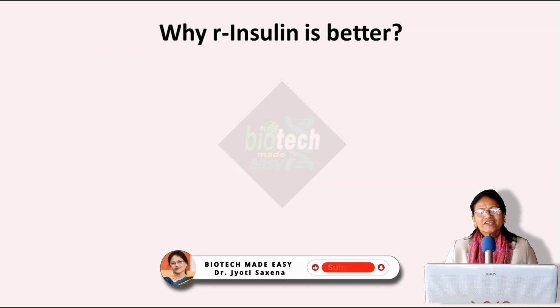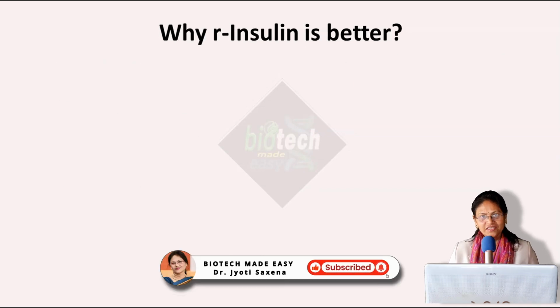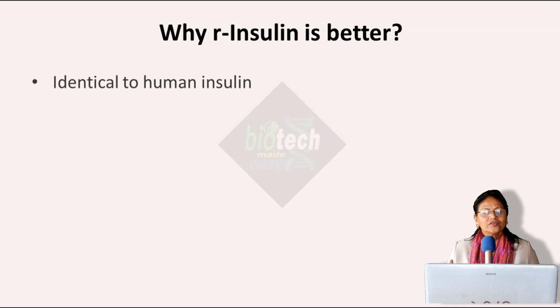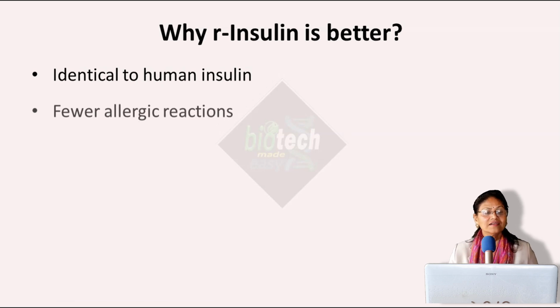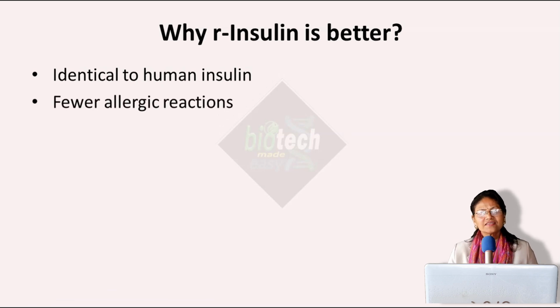Now the question is, why is recombinant insulin better? The first reason is this is identical to human insulin. Even the cow insulin and the pig insulin were not identical. They were close to human beings, but not identical. So this one is identical, and very few allergic reactions have been recorded as yet, because millions of people are consuming this, and it is safer.